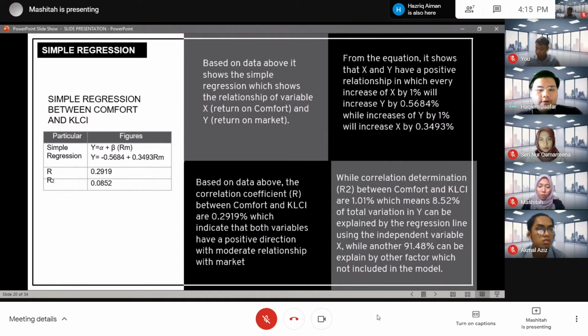Based on the data above, the correlation coefficient between Comfort and KLCI is 0.2919%, which indicates that both variables have a positive direction with a moderate relationship with the market. While the coefficient of determination, R squared, between Comfort and KLCI is 8.52%, which means 8.52% of the total variation in Y can be explained by the regression line using the independent variable X, while the other 91.848% can be explained by other factors not included in this model. Okay, I will pass the presentation to another presenter.